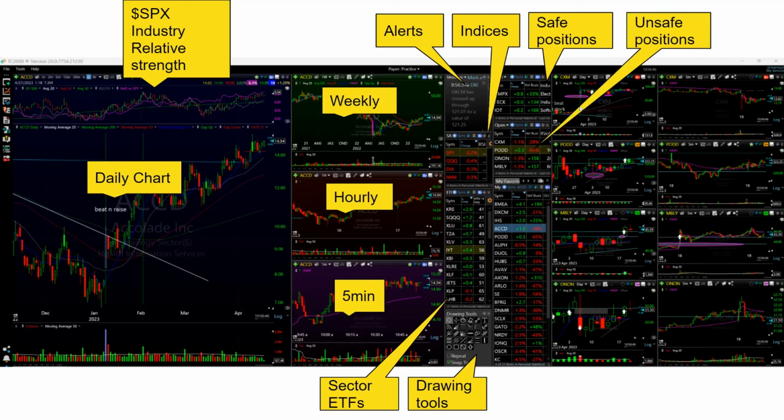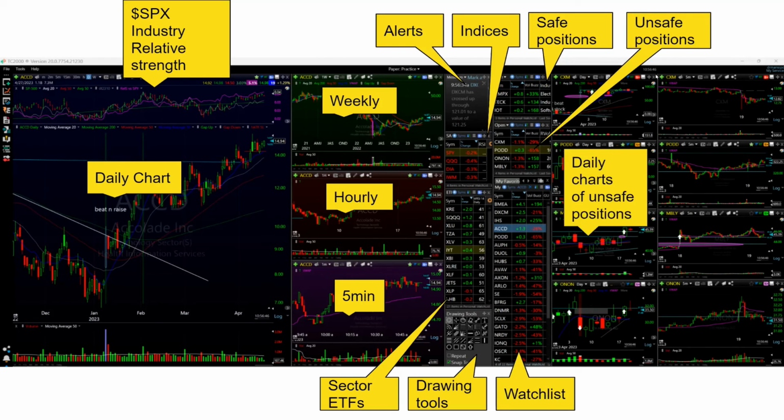Now, the fourth and last section of my layout is where I put all the daily charts of my unsafe positions and all the 5-minute charts of my unsafe positions. So you can see here that I have 4 unsafe positions: CXM, Pod, Onan, and Mobileye. Here I have the daily and 5-minute chart of CXM. Here I have the daily and 5-minute chart of Pod, and so on for Mobileye and Onan.